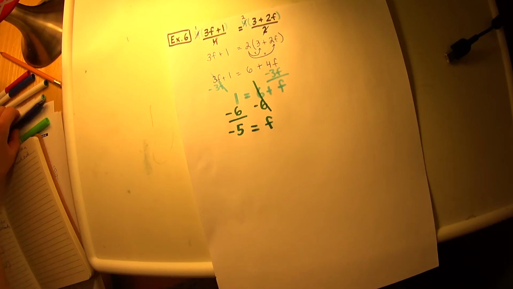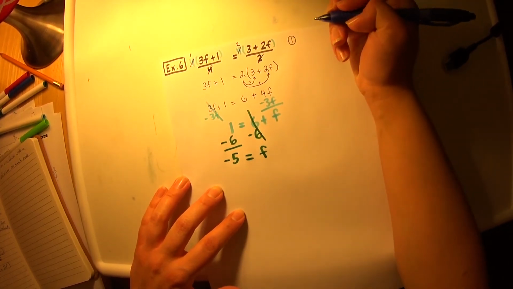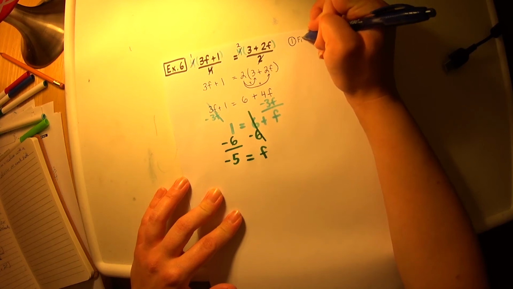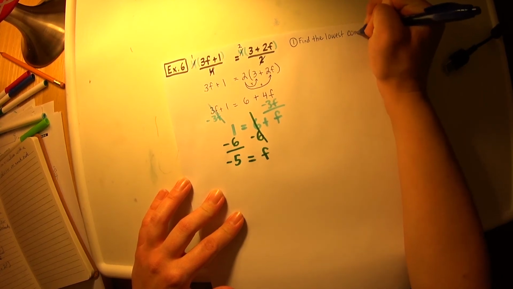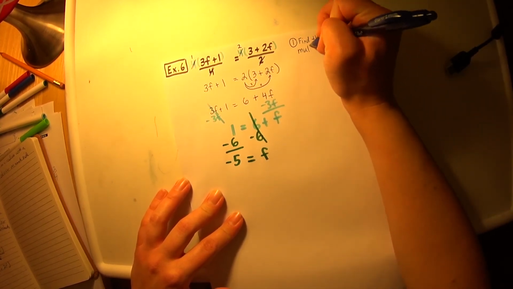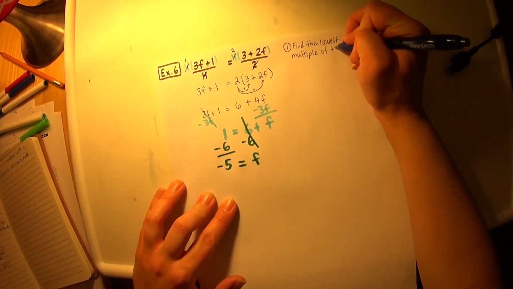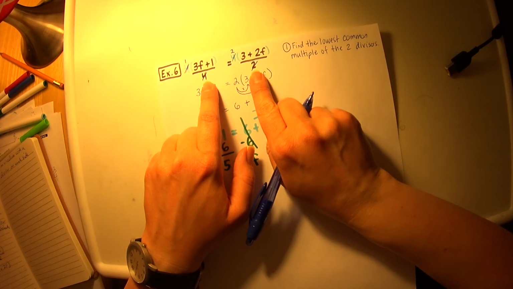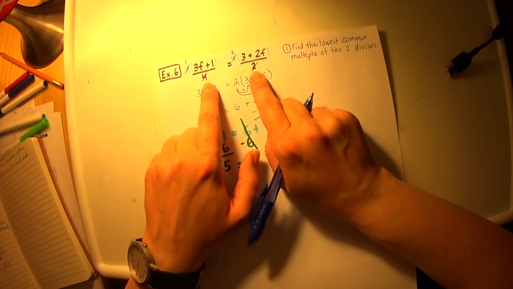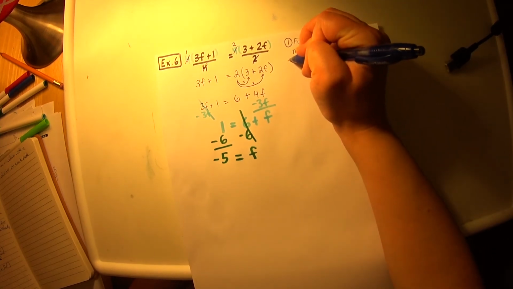So here are the steps we took. Number 1, the first thing we did is find the lowest common multiple of the two divisors. The lowest common multiple that these two had was 4. They can both be multiplied to get to 4, which means that number is going to be evenly divisible by both of those divisors.